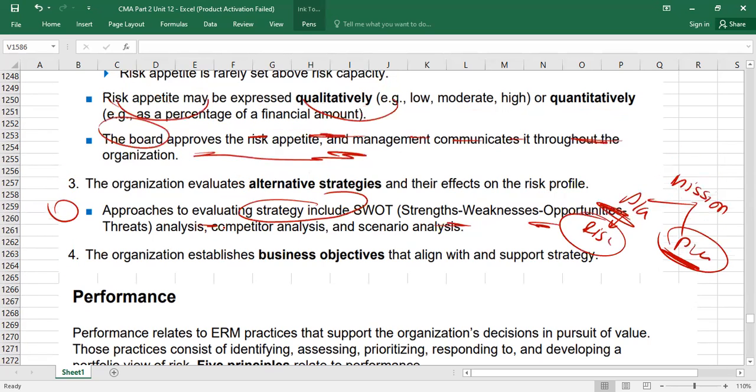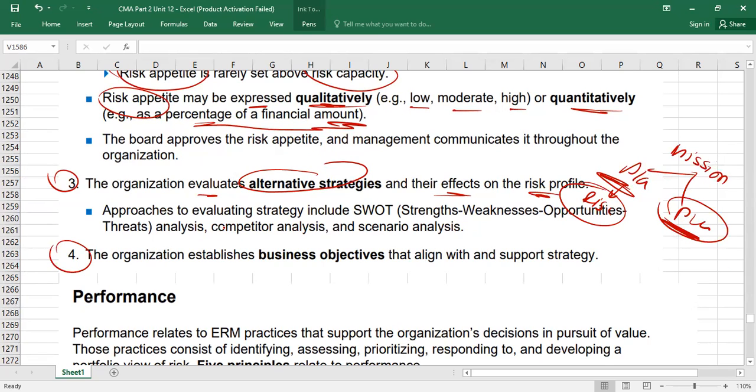Then principle number 4 is what? This is the fourth and last principle for objective setting. The fourth principle is that the organization establishes business objectives, and those objectives must be aligned with strategy. Like, objectives should support strategy. This is what they're saying: set the objectives which are aligned with the strategy. These four principles are there.